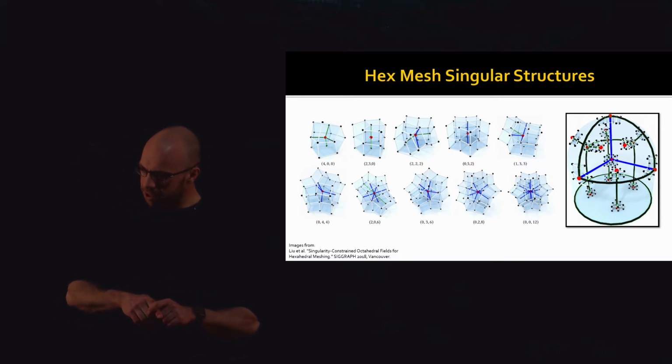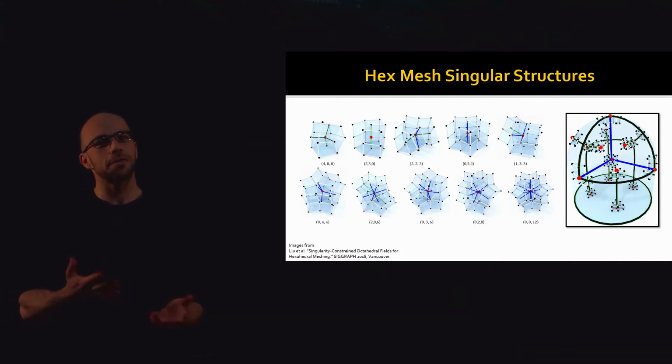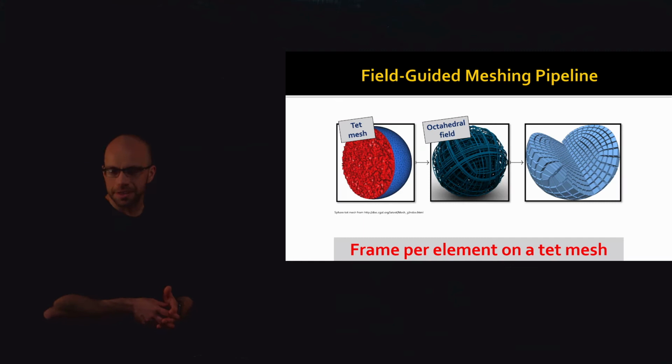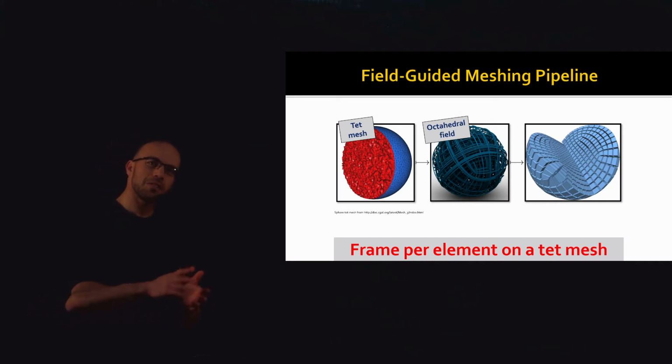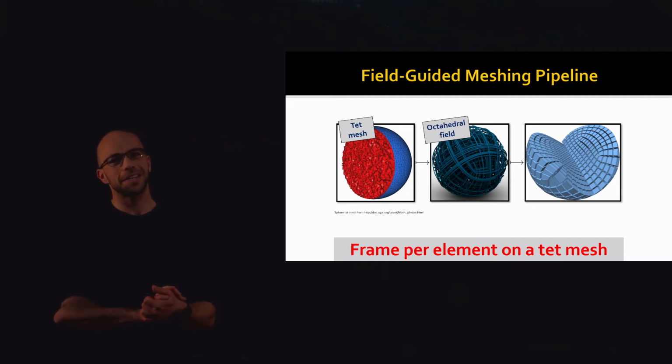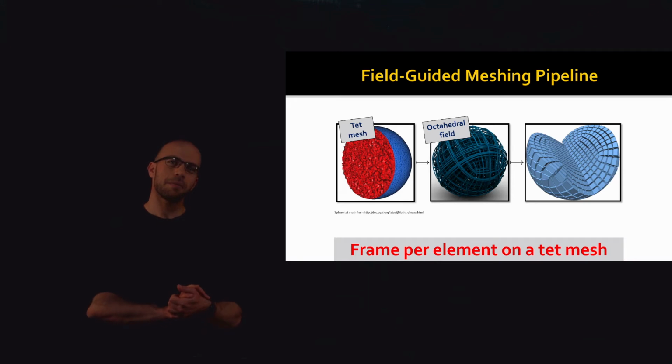In any event, disregarding that for now, just to focus on the field aspect of this problem, a very typical meshing pipeline looks like the following. So you have some now tetrahedral mesh of the volume that eventually you want to place hex elements in. Your first step is to solve a field design problem.